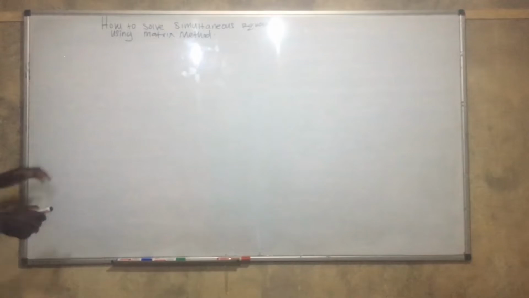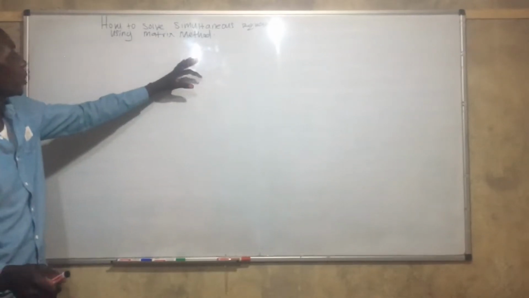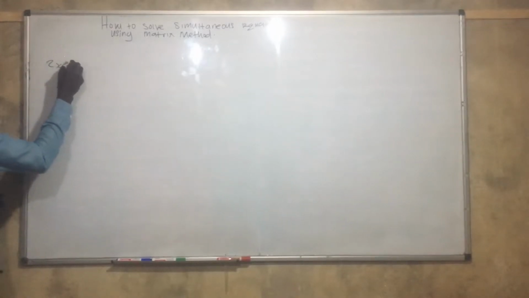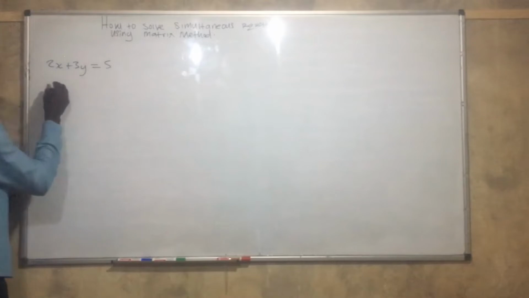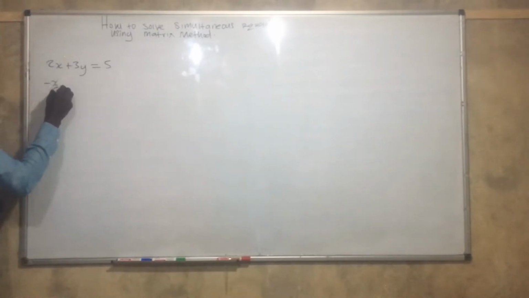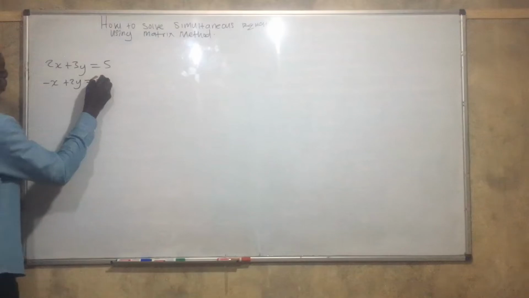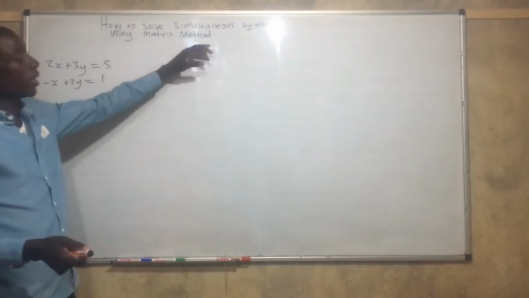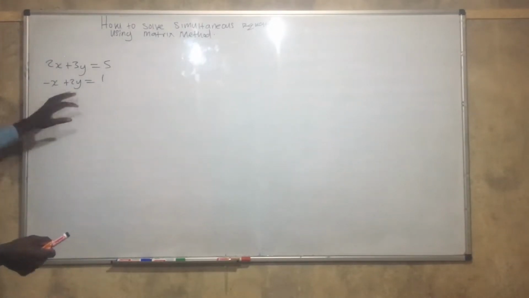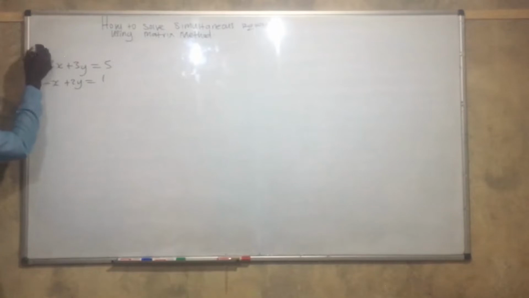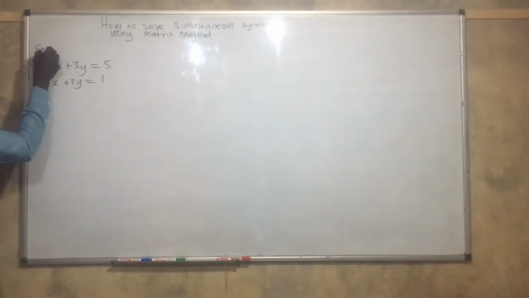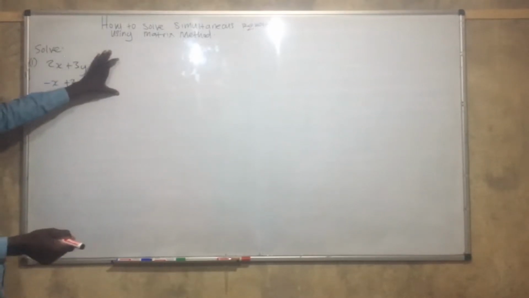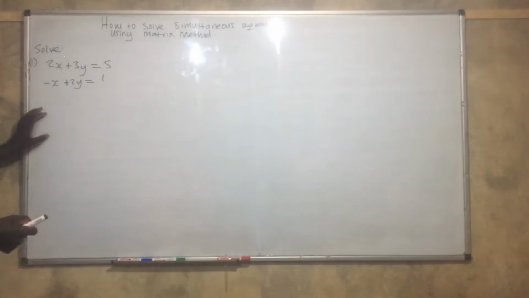When solving simultaneous equations using the matrix method, we are talking about simultaneous equations with two variables, like 2x plus 3y is equal to 5, and let's say negative x plus 2y is equal to 1. We can solve these simultaneous equations using the matrix method. For example, if we are told to solve this as example 1, we are going to write this simultaneous equation in matrix form.